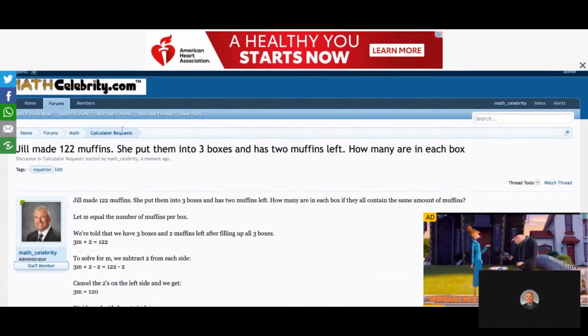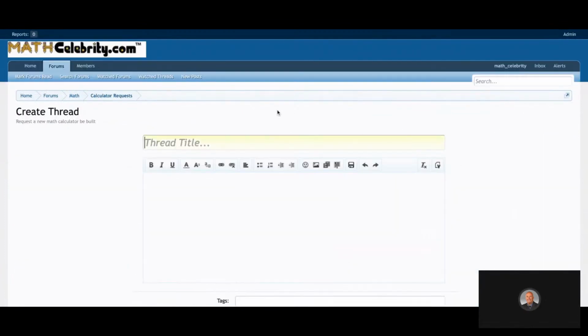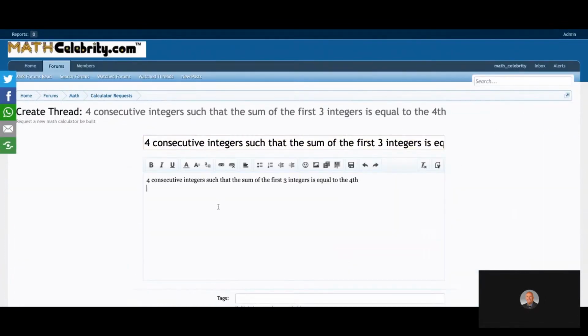Here is another one, consecutive integers. So you'll see this in pre-algebra and algebra. Problem reads, 4 consecutive integers such that the sum of the first 3 integers is equal to the 4th. So let n be our first consecutive integer. Our next consecutive integer is n plus 1, then n plus 2, n plus 3. So these are our 4 consecutive integers. We don't know what n is, but we can pick n or x or whatever we want to represent our first one.